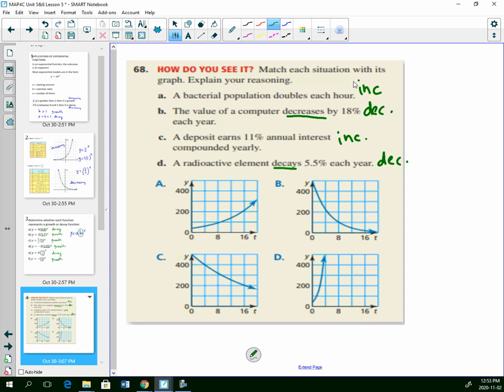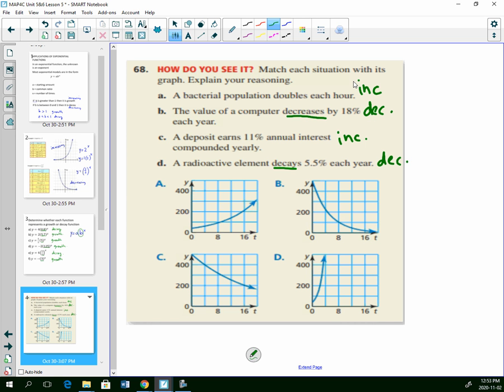So the first thing I would probably do is identify which ones are going to be going up and which ones are going to be going down. So increasing, A and C would be the 2 graphs that are going up, so it's either A or D. And then I'm going to try to determine which is which. So the first one doubles. Okay, so the common base would be 2. And then the last graph is much steeper.